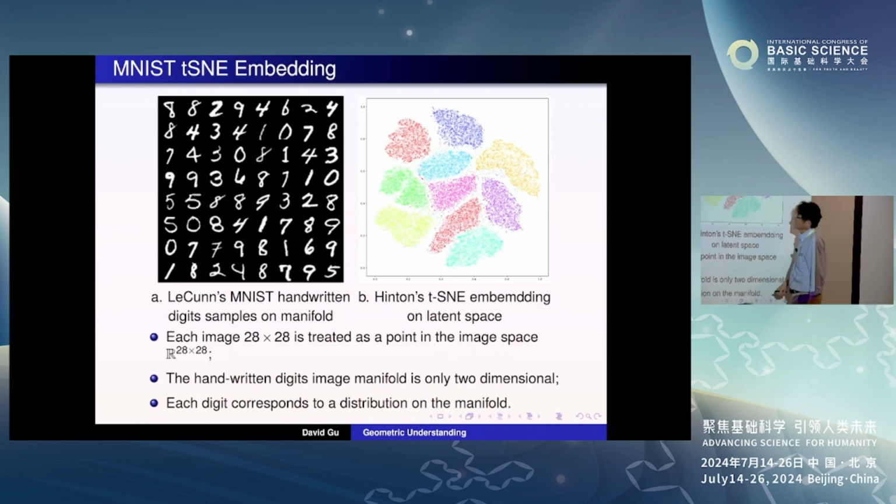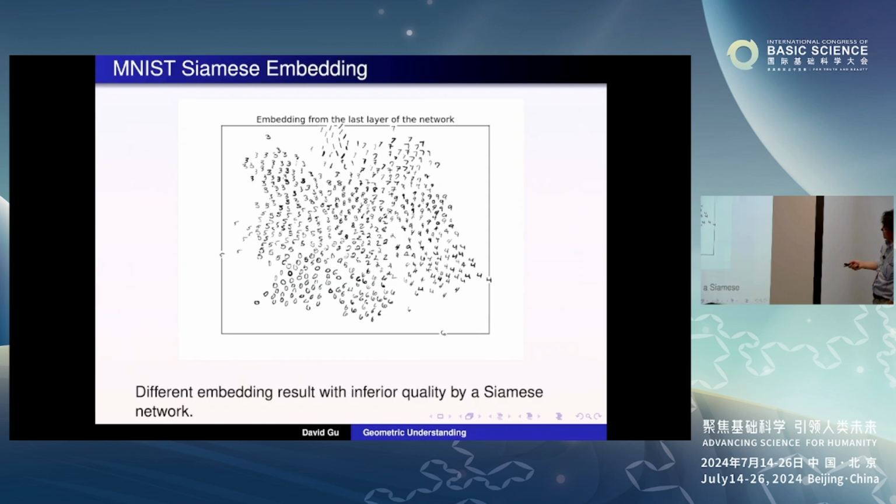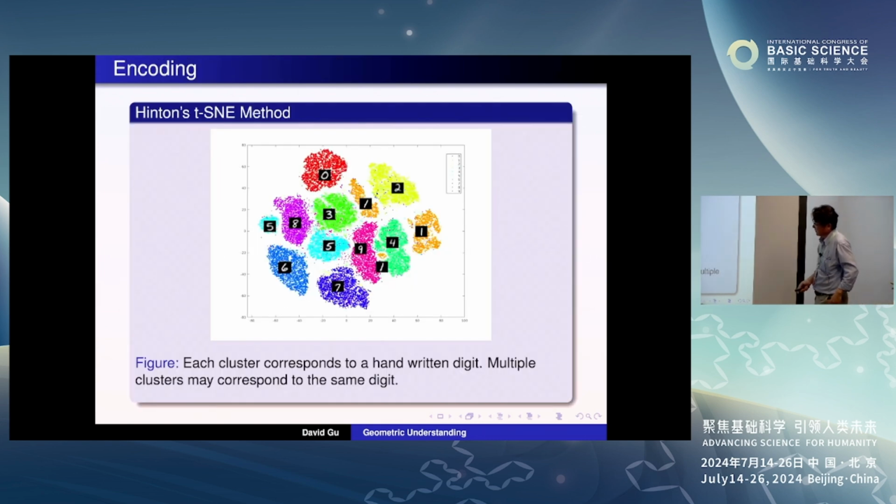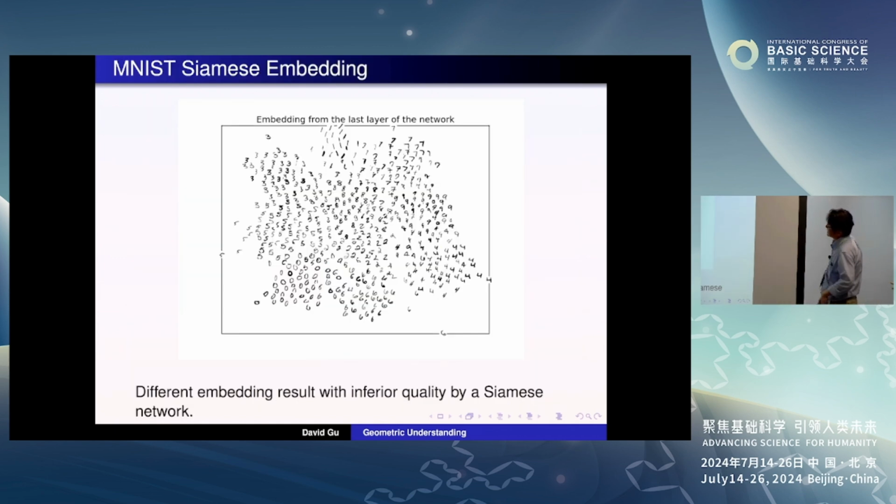Now here we have 10 digits, from 0 to 9, and each digit corresponds to one cluster on the 2D plane. So every digit basically represents one distribution on the manifold, on the latent space. In general, we can treat the training data set as a low-dimensional manifold embedded in a very high-dimensional ambient space, corresponding to different distributions. That's the goal for deep learning. People have invented many methods for this kind of manifold embedding. The t-SNE method is very famous.